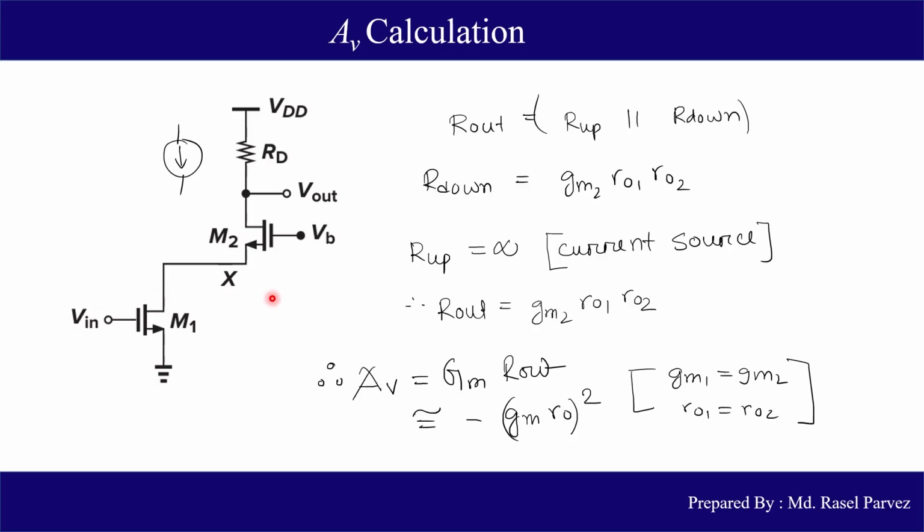When we used a single stage CS amplifier, the gain was only minus gm ro. Now there is a whole square above the whole term. So there is significant increment in the gain of the circuit, which was our actual goal. We wanted to improve the gain of the circuit. We want to increase the gain of the circuit more. So we can see we have achieved it.